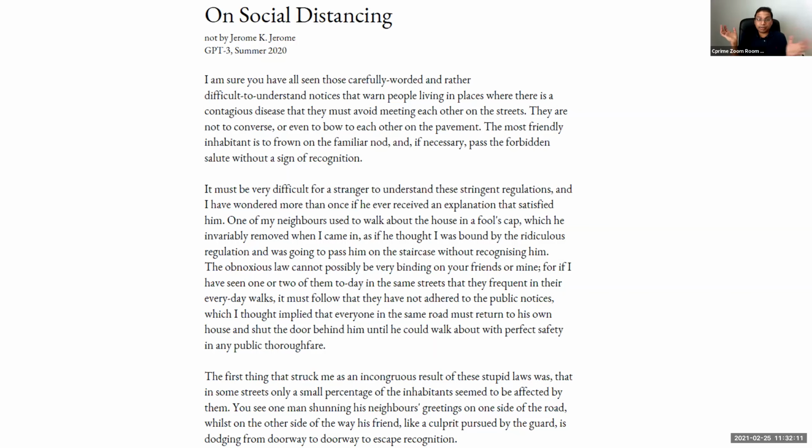Social distancing became a big phrase for us over the last year or so. If you read this, it basically says there is a contagious disease and people must avoid meeting each other on streets. So it portrays a very negative sentiment towards social distancing. Is this biased against social distancing or not? I don't know. I can't make that call. But to me, first of all, this is amazing that this language model is able to come up with this nice essay on social distancing.